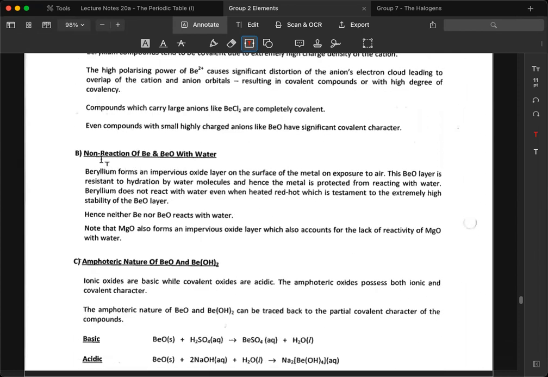The thing about beryllium is that it forms an impervious oxide layer, just like aluminum oxide. This layer is resistant to hydration by water molecules, and the metal is protected from reaction. So it does not react with water even when heated red hot, which is a proof of the extremely high stability of the beryllium oxide layer. So they do not react with water, either the element or the oxide itself. Magnesium oxide also forms an impervious oxide layer, if you remember, which explains why magnesium oxide doesn't react with water.